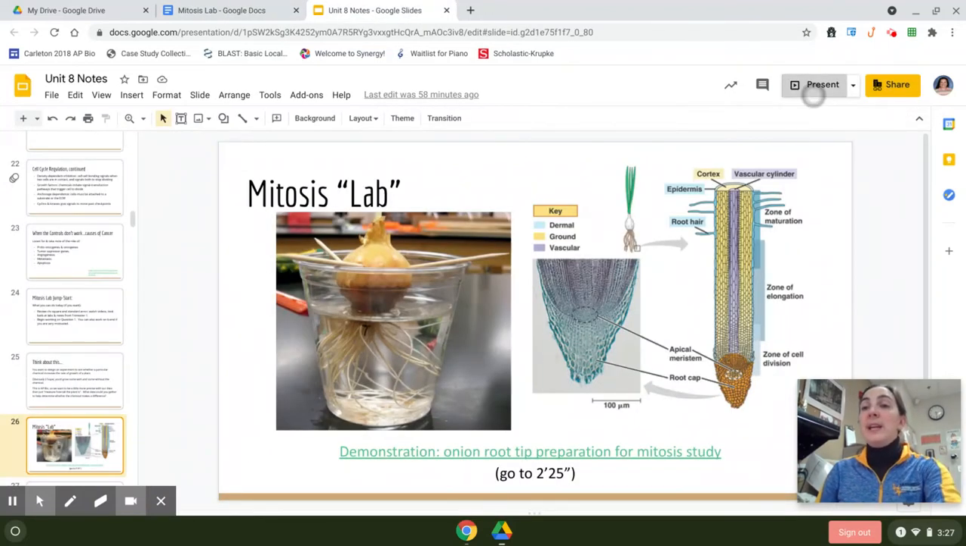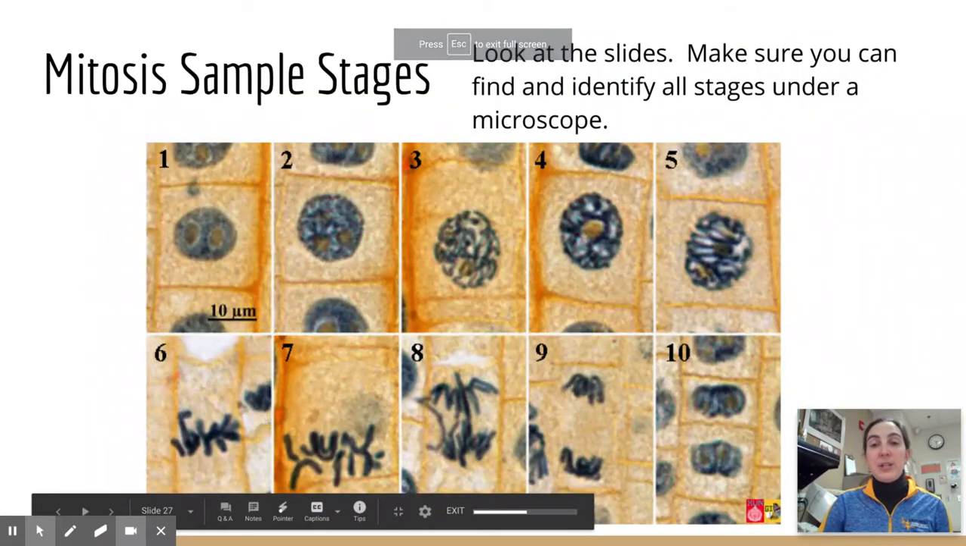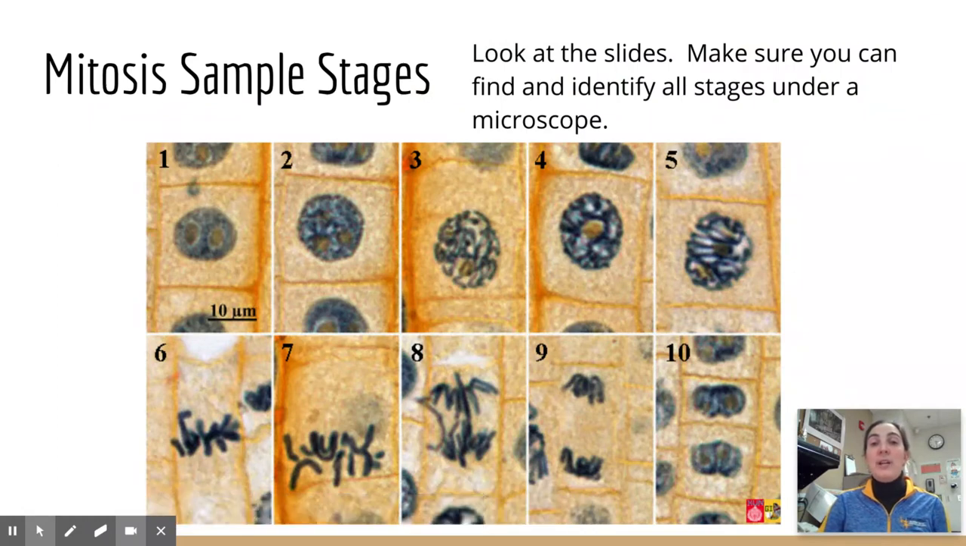So if we go to our next slide here, we're going to practice that just a little. Take a look at these pictures. They are mostly in order, so that should help, but identify for each one what phase of the cell cycle you think that cell is in.